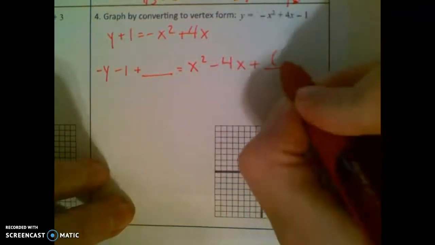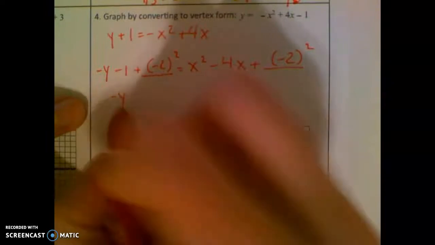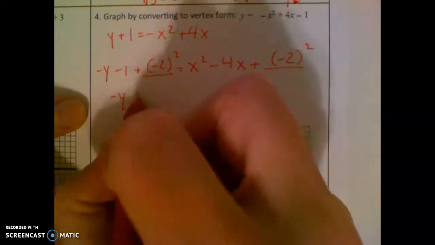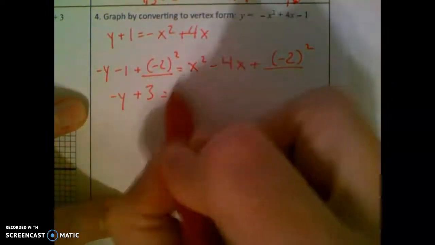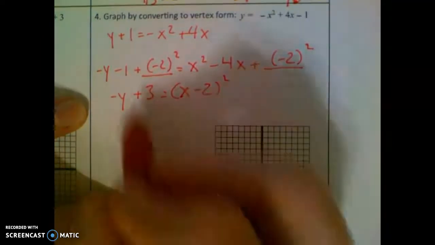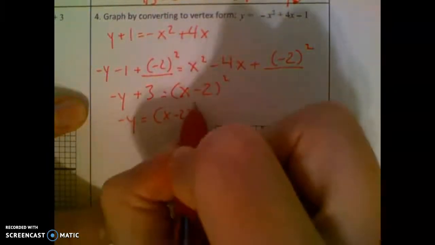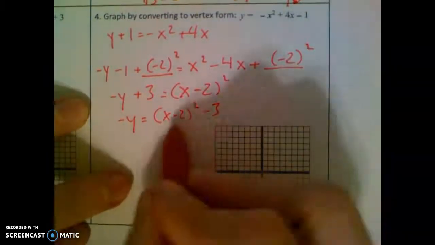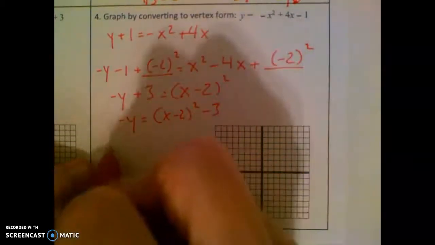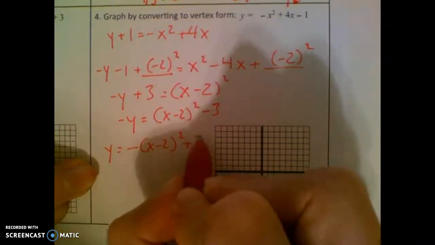All right, half of negative 4 is negative 2 squared. This left side is going to be negative y, and then 4 minus 1 is a positive 3. The right side is always going to be the first term and the last term. I'm going to move that 3 over, so negative y equals (x minus 2) squared minus 3. And then divide by a negative, or multiply by a negative 1. I'm going to get y equals negative (x minus 2) squared plus 3.